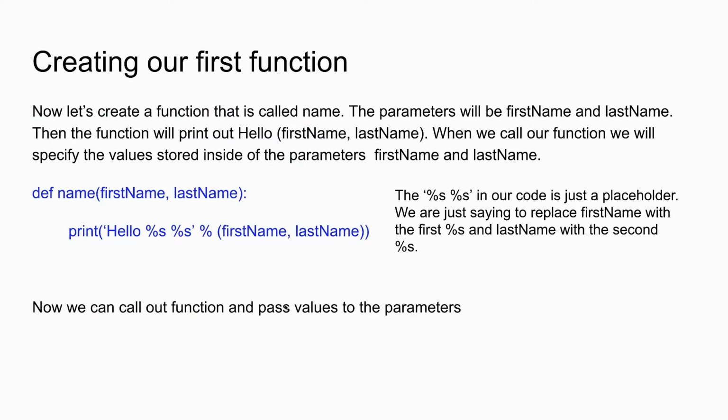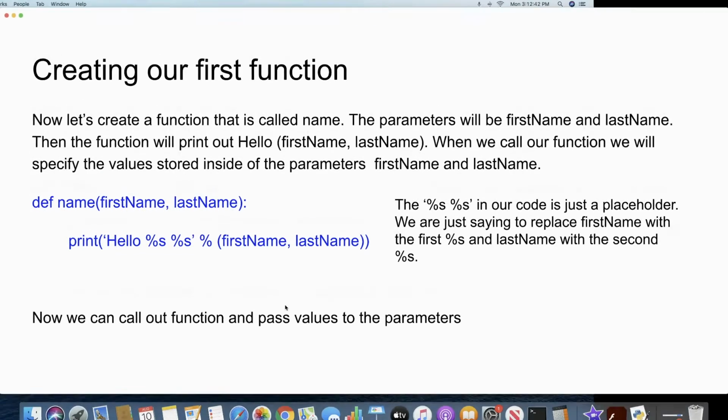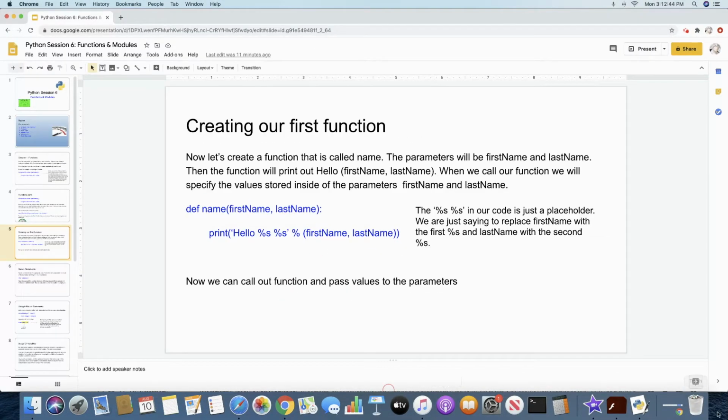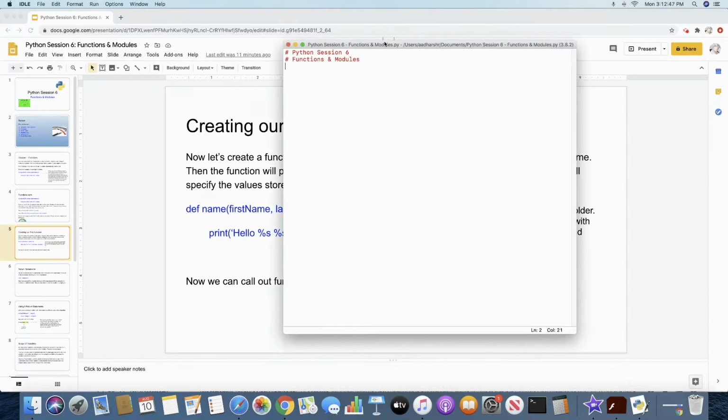Creating our first function. Now let's create a function that is called name. The parameters will be first name and last name. Then the function will print out hello, first name, comma, last name. When we call our function, we will specify the values stored inside of the parameters, first name and last name. So, let's try this out in an IDLE file. Things will become a little more clear.